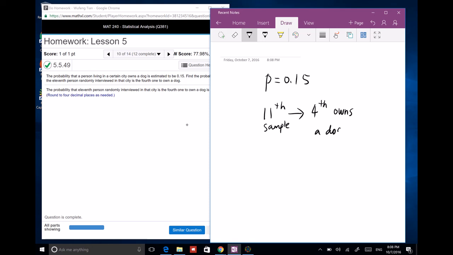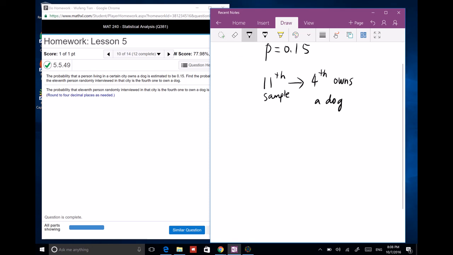What does that mean? That means before the 11th person, we have already done 10 interviews. We have done 10 interviews. Out of the 10, 3 own a dog. Because the 11th one is the 4th one. So before 11, we have 3 who own a dog, right? 3 own a dog. Okay.